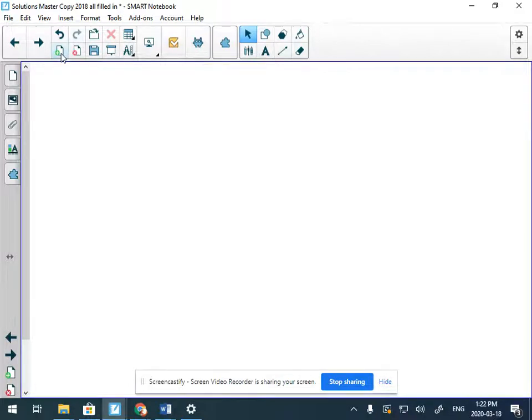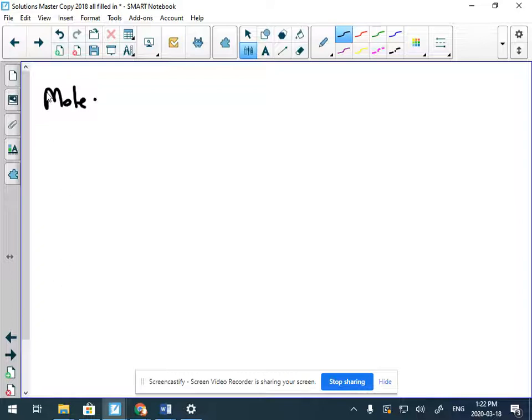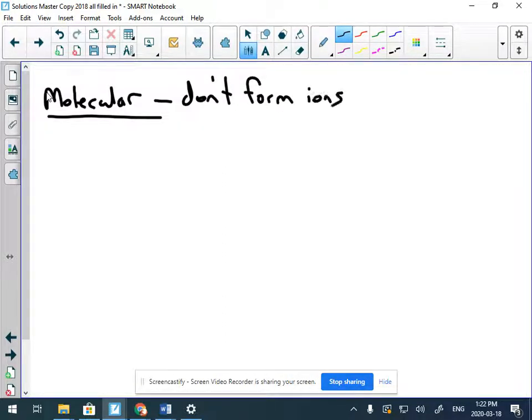Hey, I'm going to group the rest together just because their rules are really simple. One of them is how molecular compounds react in water. Molecular. Okay. These don't form ions. No electrolytes. So that means they don't conduct electricity. They don't get ripped apart by water and form charged particles.